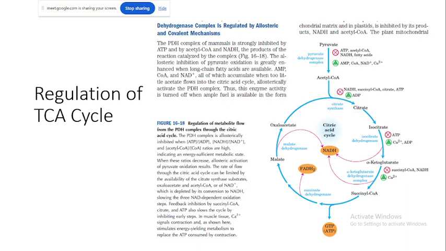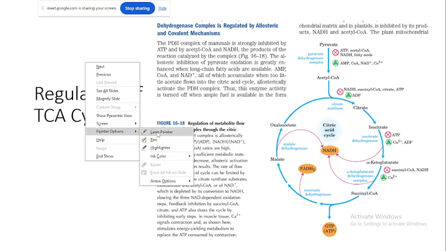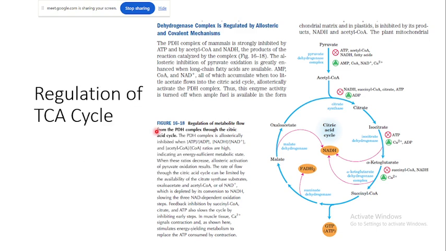So next we will see the regulation of TCA cycle. How the TCA cycles are regulated. As you know, in any metabolism for cells, that has to be strictly regulated. We saw the regulation of glycolysis and gluconeogenesis in the last class. So we will see the regulation of TCA cycle.